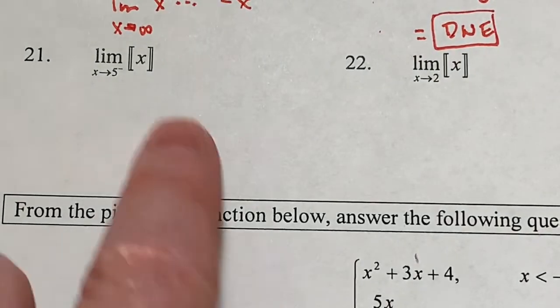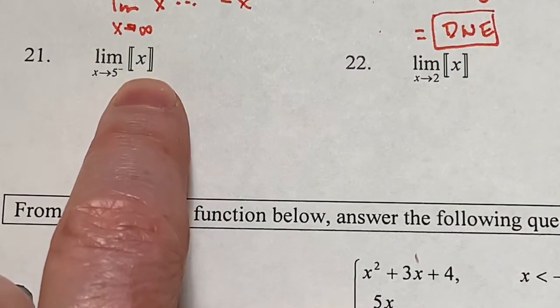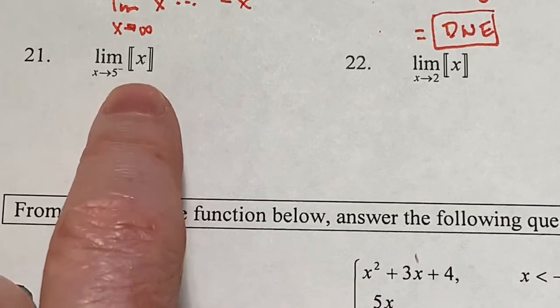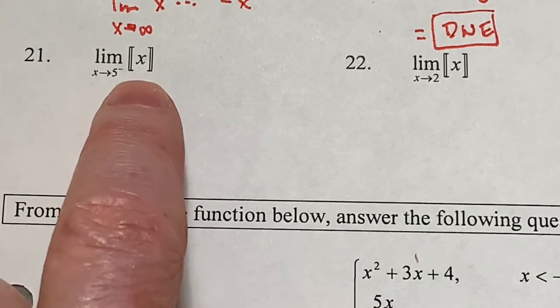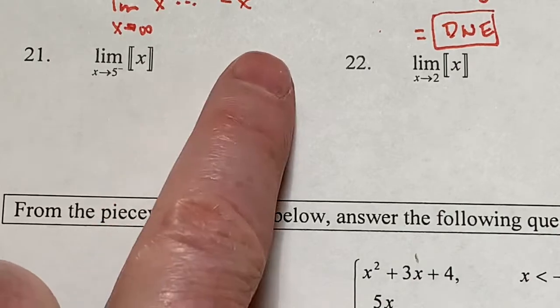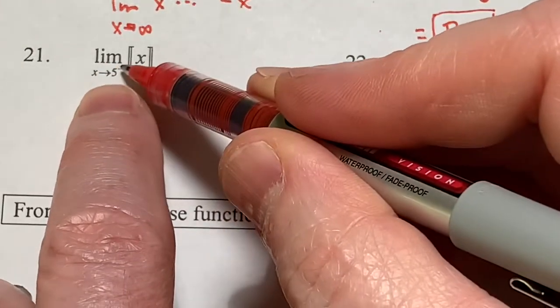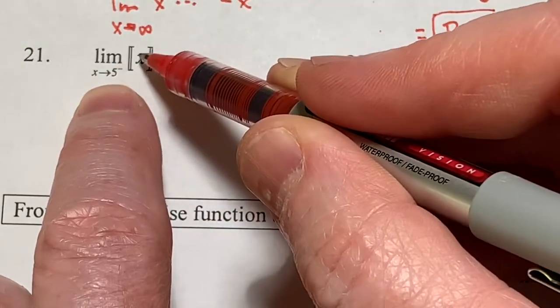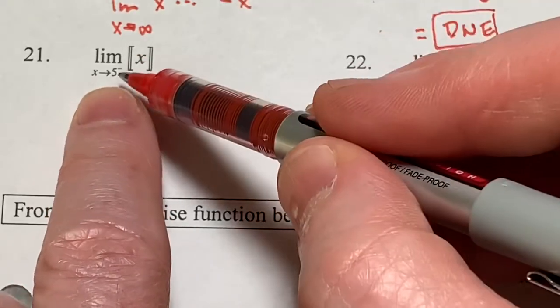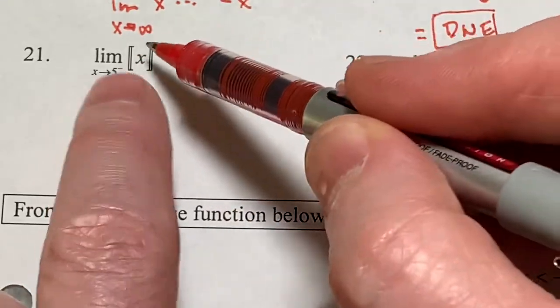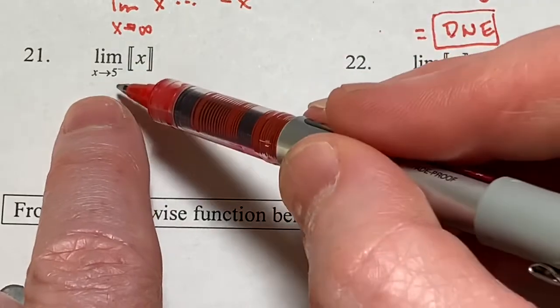All right, 21. It's a piecewise function. I mean, a step function. What do we say about step functions? They jump at integers. So at every integer, it's hopping up to the next step. So if this had just said x approaches 5, I would go, oh, at 5, it's hopping to a new step. Limit doesn't exist. But this says 5 from the left. Well, as long as it's not at an integer, just plug the number in.